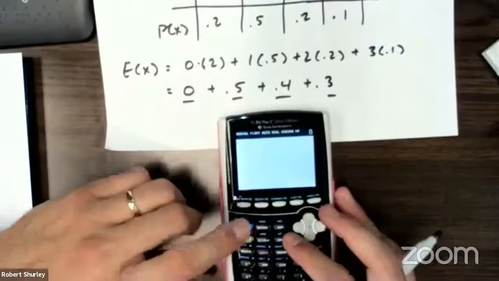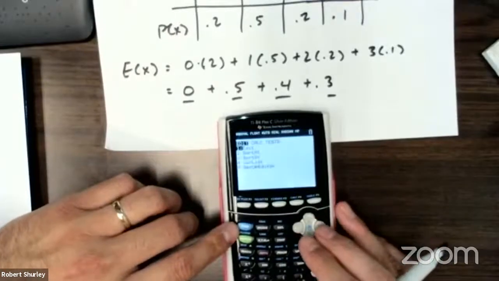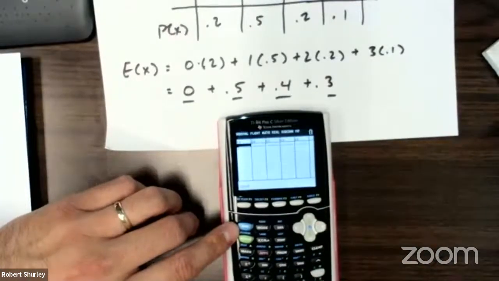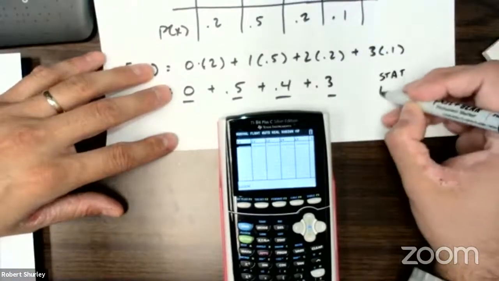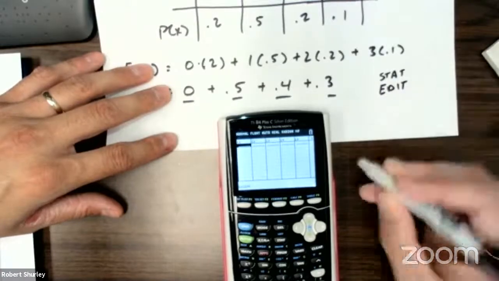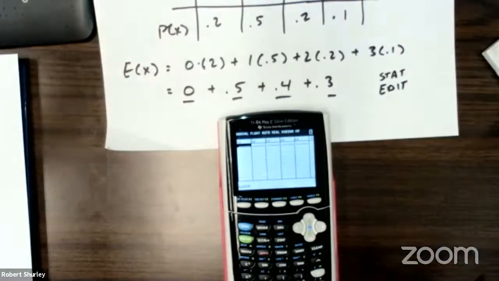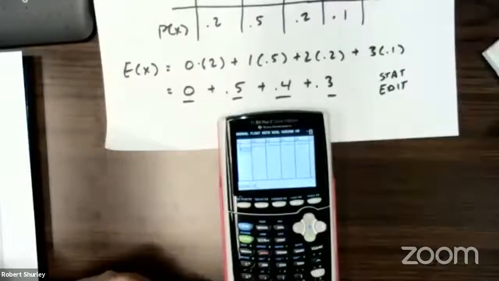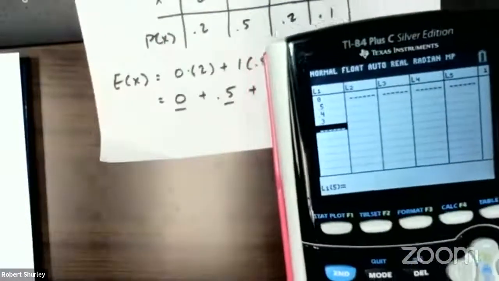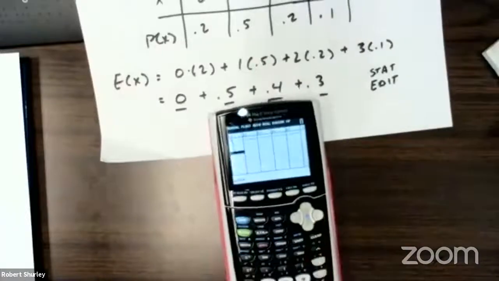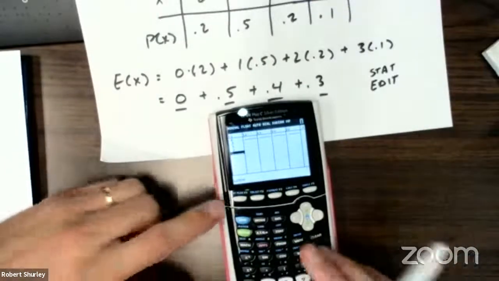To make the list, I think it was stat, edit. Press the stat button, then press edit, and you'll get to here. Then I'm going to put all four of these in: 0, 0.5, 0.4, and 0.3. If you forget this, come back to this part of the video and watch it. So I'm putting this in as my list. Now that's saved as my list, so I'm going to quit.